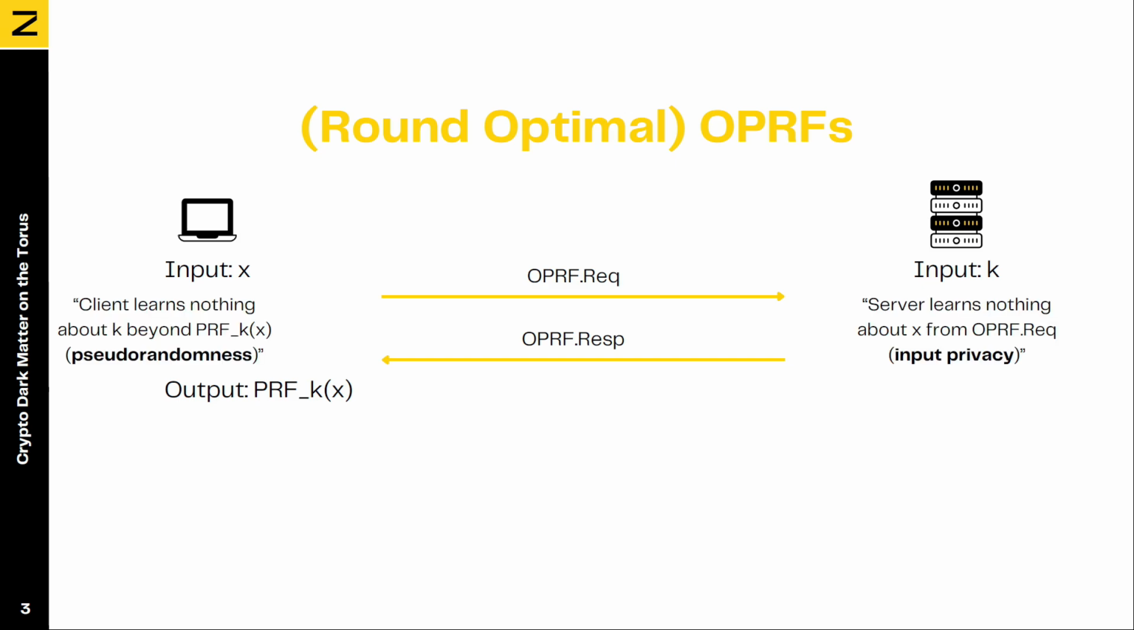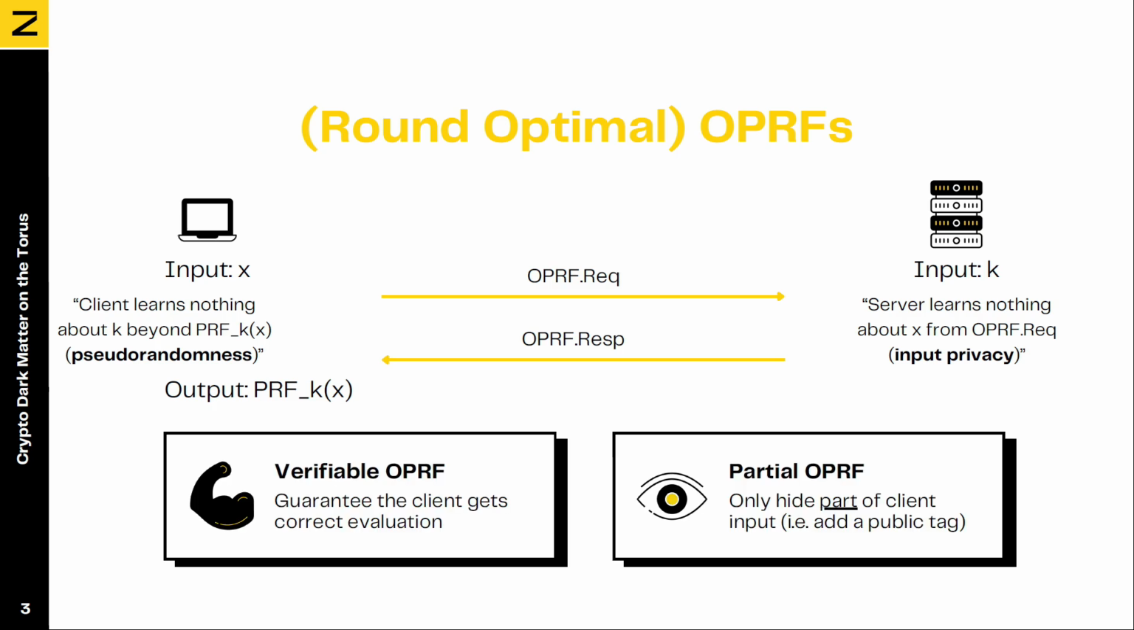So in particular, security asks, from the perspective of the client's input, that a server should learn nothing from the OPRF request about the input. On the other hand, the response should leak nothing about the server's key beyond the PRF evaluation that the client wishes to compute. Okay, so that's the plain OPRF setting.